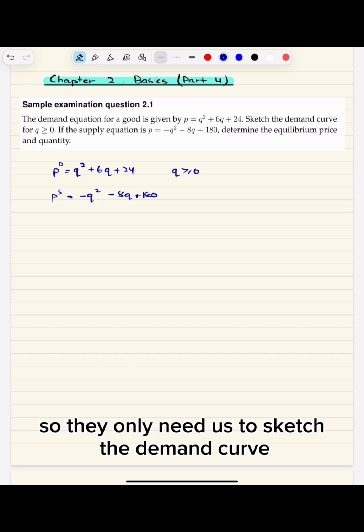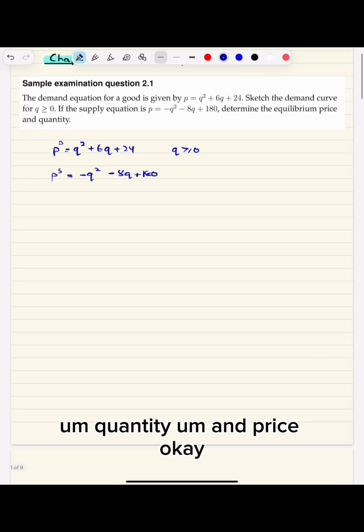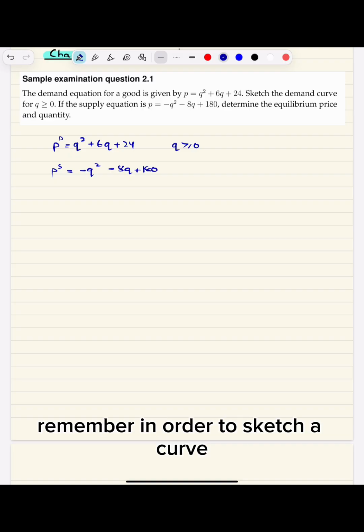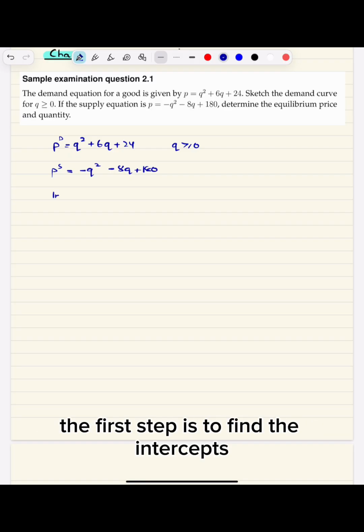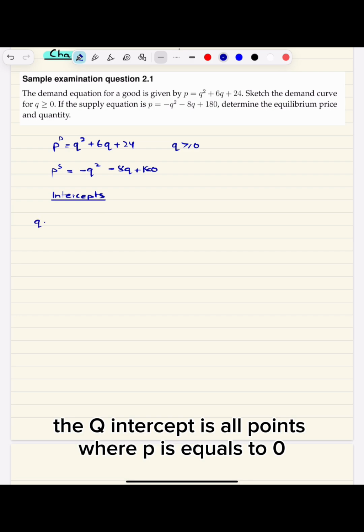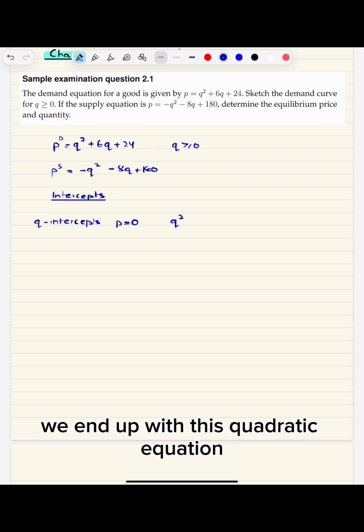So they only need us to sketch the demand curve, and to find the equilibrium quantity and price. Remember, in order to sketch a curve, the first step is to find the intercepts. So that's always step 1. The q-intercept is all points where p is equal to 0. When we take p equal to 0, we end up with this quadratic equation.